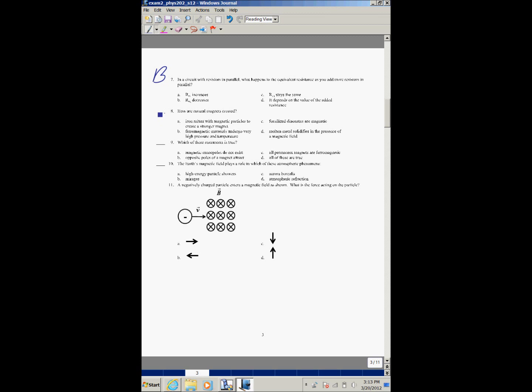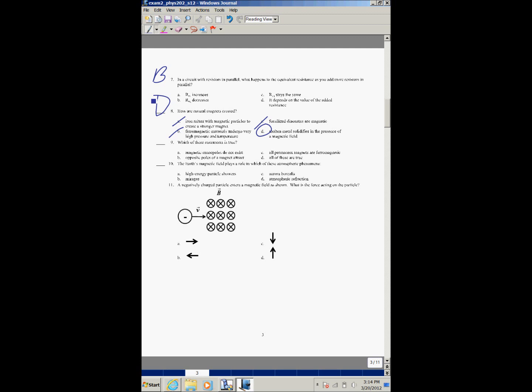How are natural magnets created? They don't mix with magnetic particles. It just doesn't really make sense. Ferromagnetic materials undergo very high pressure and temperature. That might be true, but not necessarily. Fossilized dinosaurs are magnetic. Nah, that's not even true at all. So it's D. Molten metal solidifies in the presence of a magnetic field.